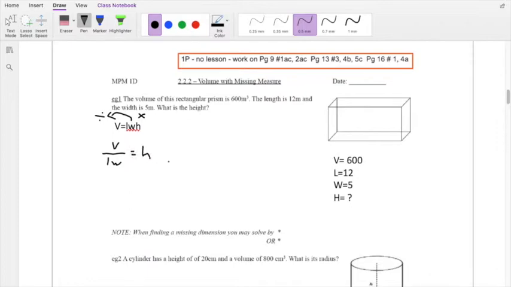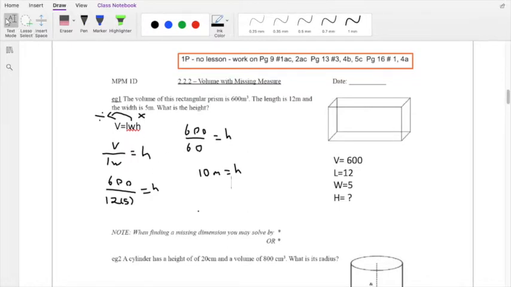equals height. So that equals, and we plug in our numbers, 600 over 12 times 5 equals height. And that would equal 600 divided by 60 equals height. 600 divided by 60 is going to be 10. It's going to be meters equals the height. Then we could write a little statement after that. Therefore, the height is 10 meters.